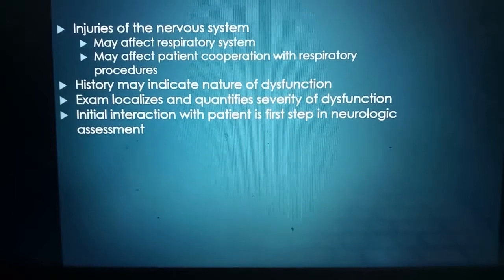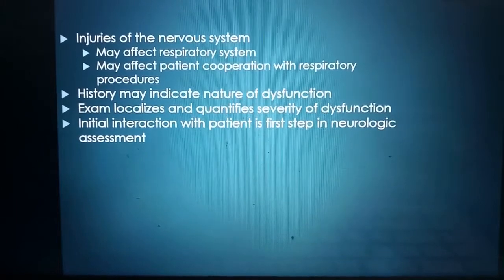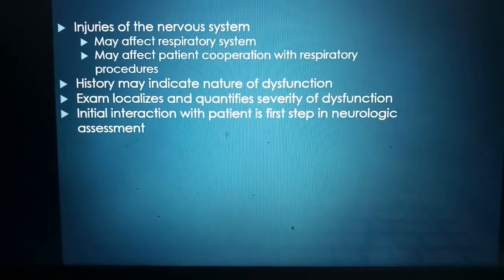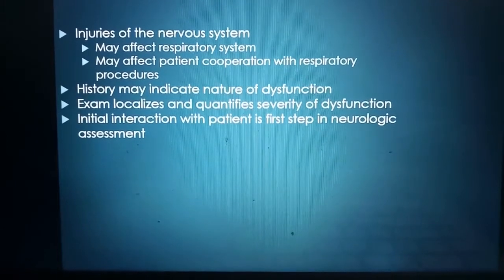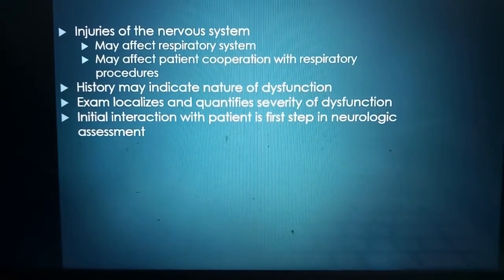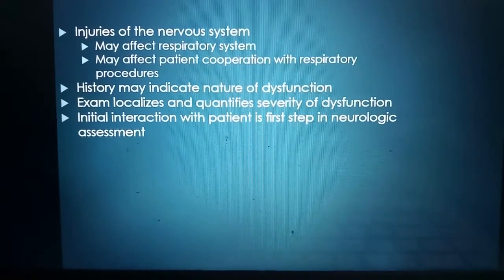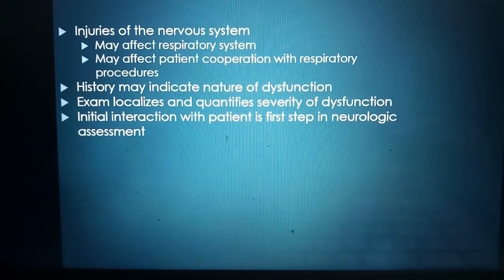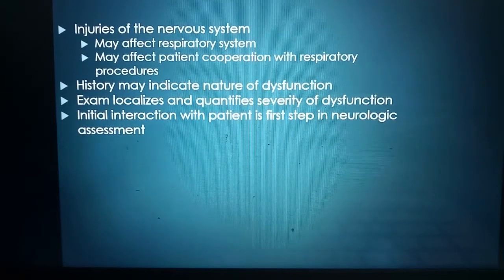In any injury of the nervous system, whether the peripheral or the central nervous system, there can be anatomical or physiological problems caused by diseases or injuries. So we have to examine the nervous system to see what the problem is before we can diagnose a particular disease. Injuries of the nervous system may affect the respiratory system and cause dysfunctions, and when we examine the person, we will be able to understand the severity of dysfunction.